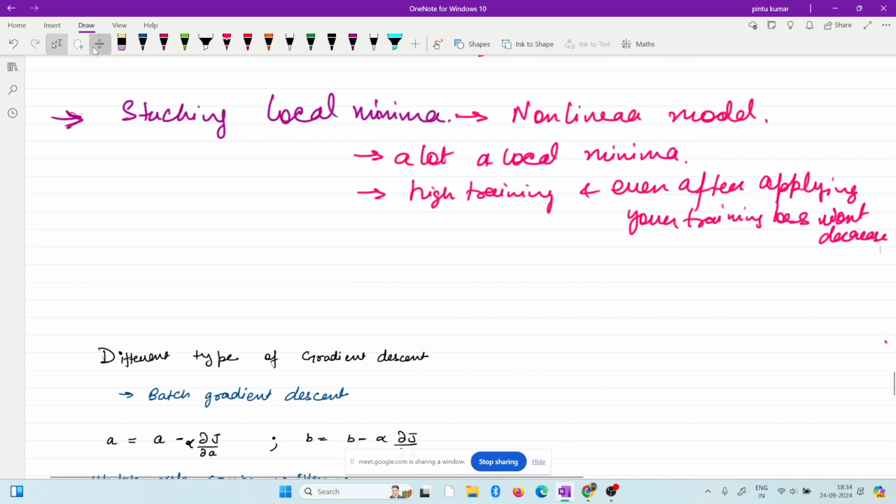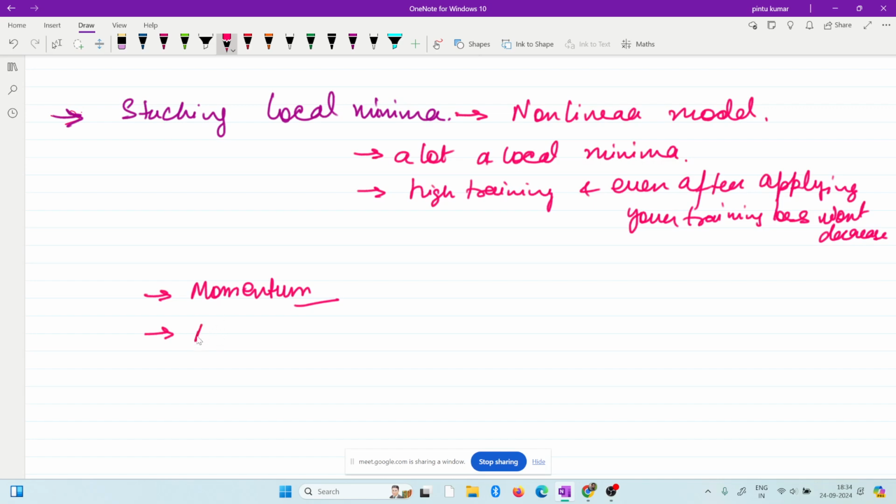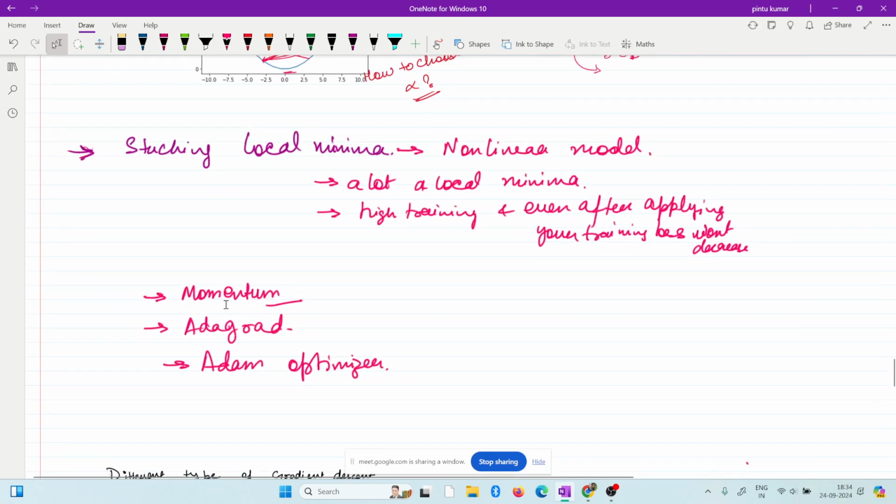Now I'm going to mention 2-3 methods that people have proposed to overcome this problem of getting stuck in local minima. I'm not going to cover their details. I'm just mentioning them so that if you get stuck like this, you can refer to these resources. The first approach is called momentum, where you add some momentum to your gradient descent. The next method is called AdaGrad, and there is also the Adam optimizer. If someday you get stuck in a local minimum, you can read about these methods, and they can help you get out of it.